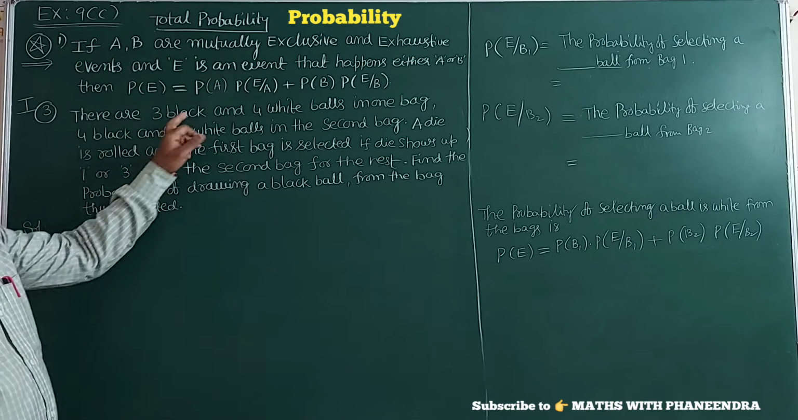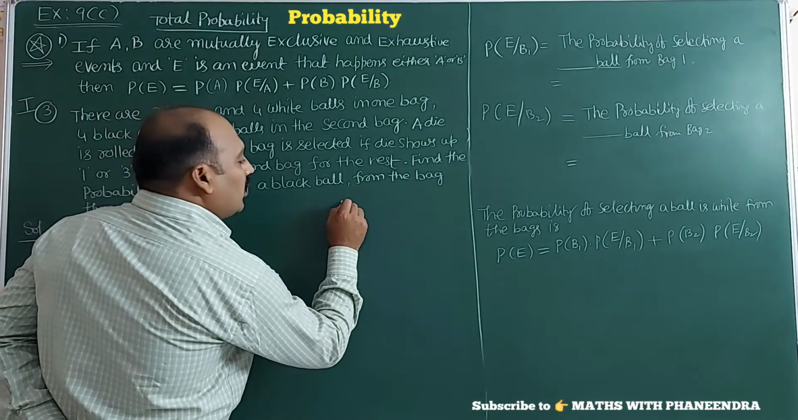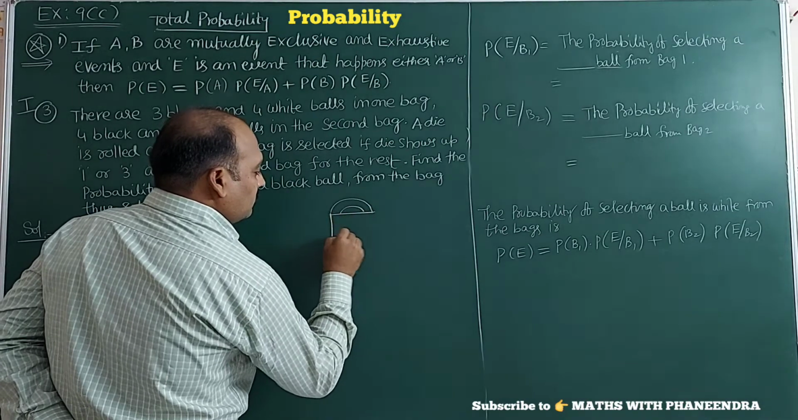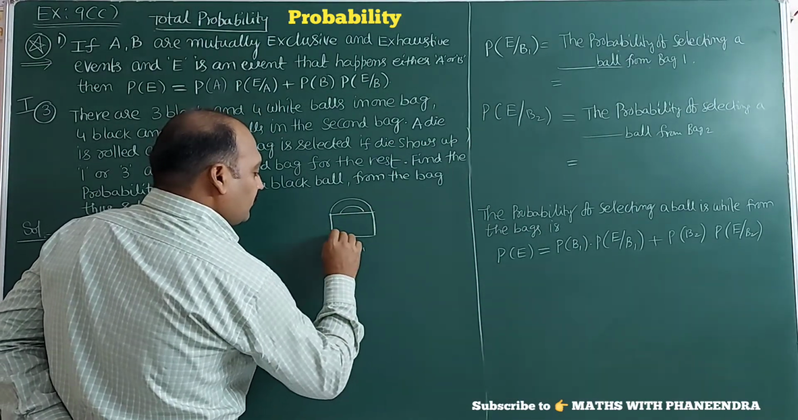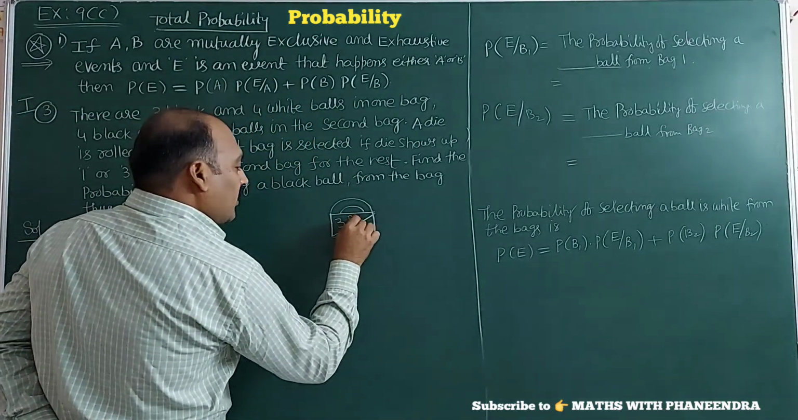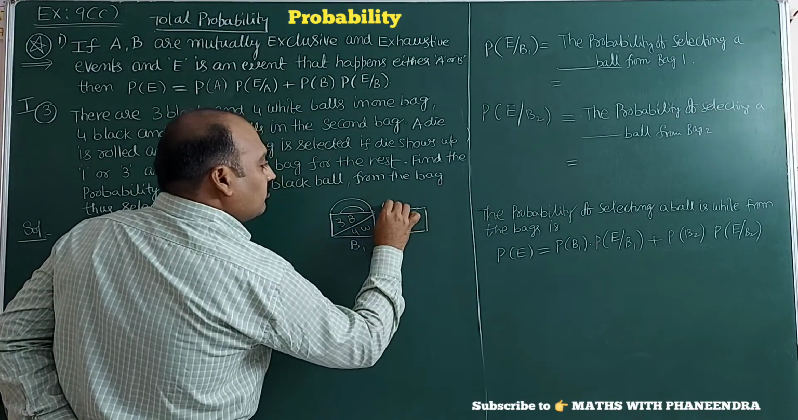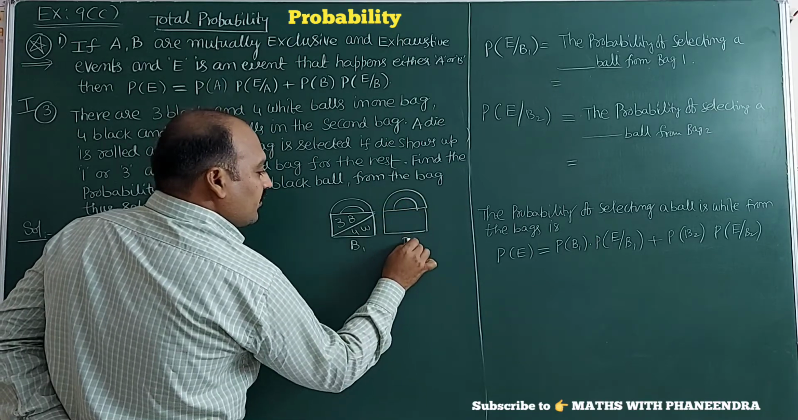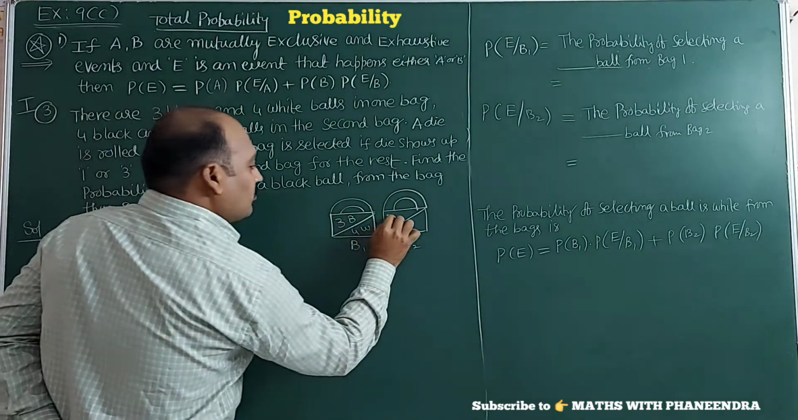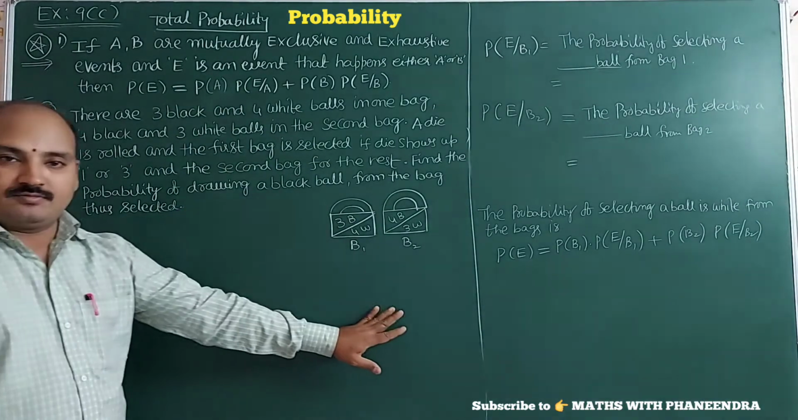There are 3 black and 4 white balls in one bag. So in the bag 1, this is the bag 1. In this, 4 white and 3 black. 3 black, 4 white balls are there. In the second bag, this is the bag 2. In that, 4 black, 3 white. 4 black, 3 white balls are there. This is the situation.